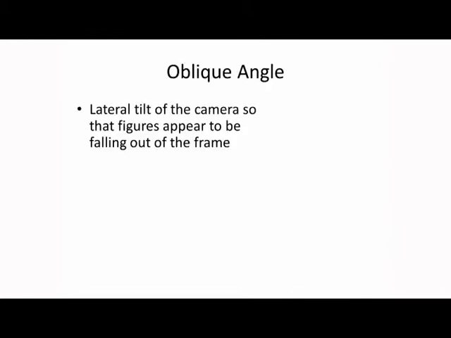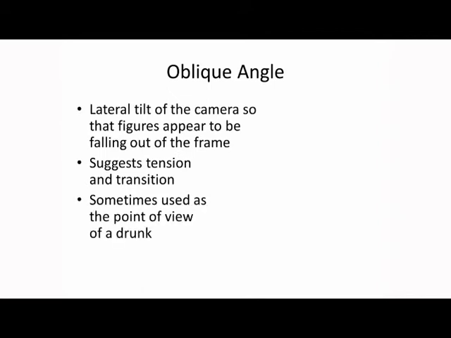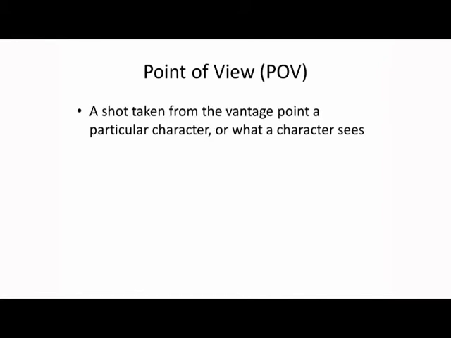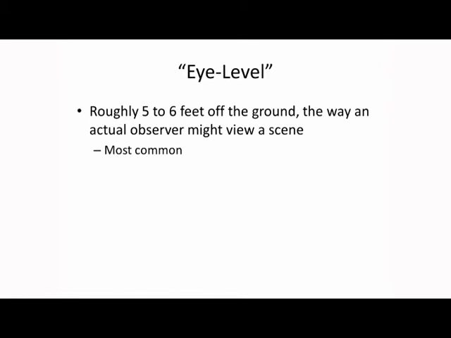Oblique angle. Literally tilting the camera so that figures appear to be falling out of the frame. Suggests tension and transition. Sometimes used as the point of view of a drunk. Point of view. A shot taken from the vantage point of a particular character, or what a character sees. Eye level. Roughly 5 to 6 feet off the ground, the way an actual observer might view a scene. Most common.